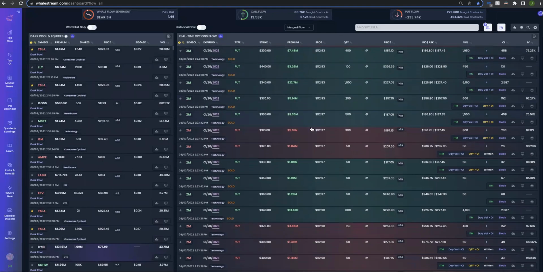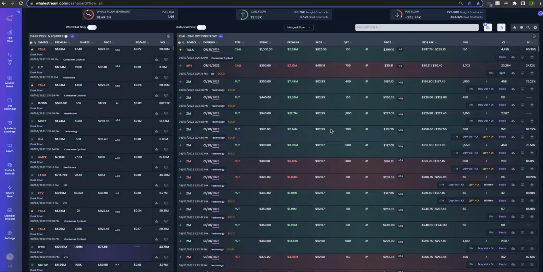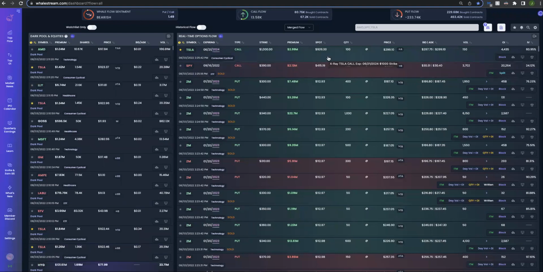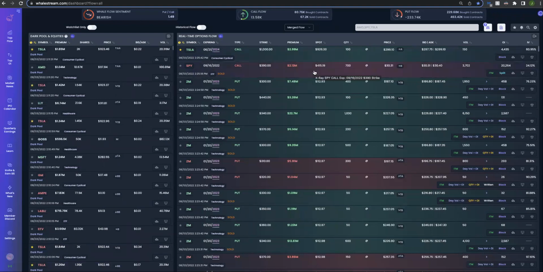7.48 million. Does the platform read that trade as a bearish or a bullish bias, right? Correct. Green means bullish, so either bought calls or sold puts, and red means bearish, either sold calls or bought puts.